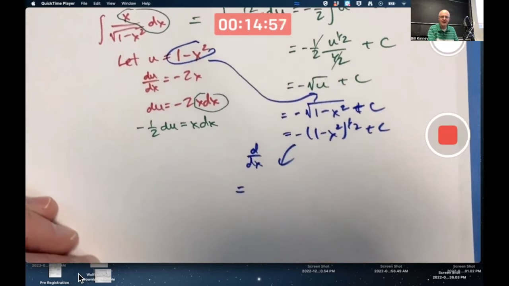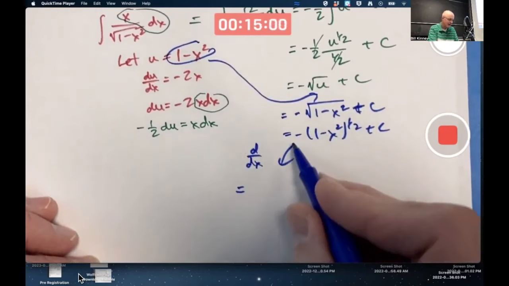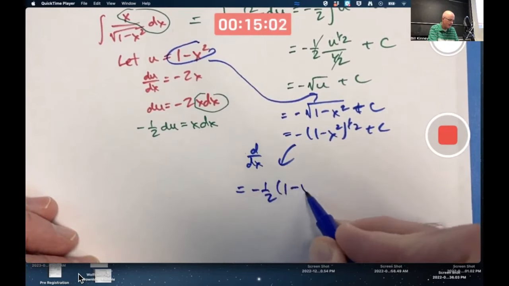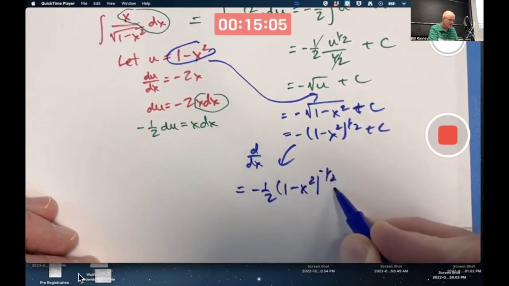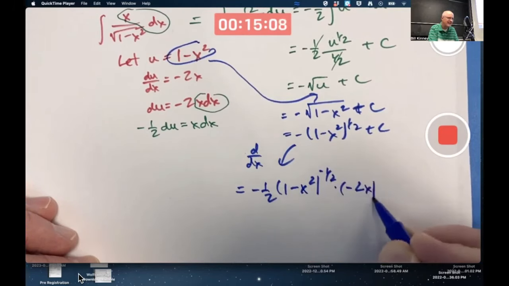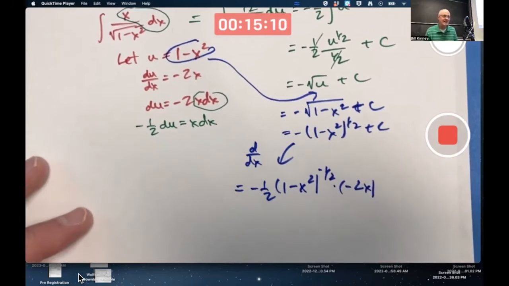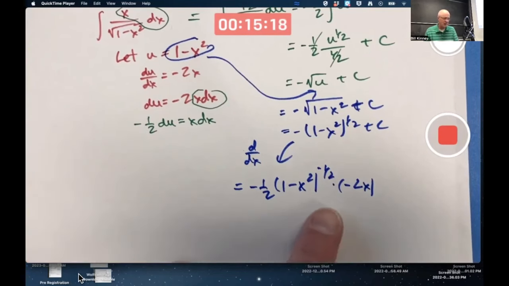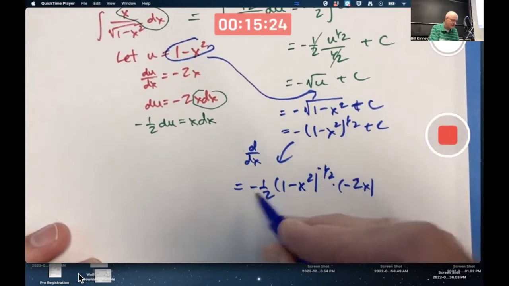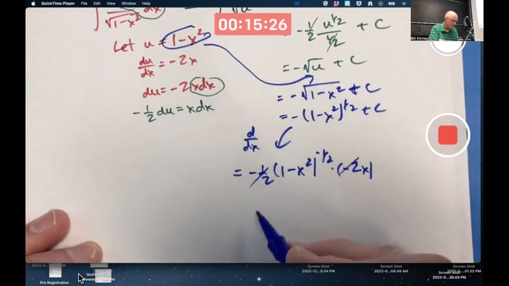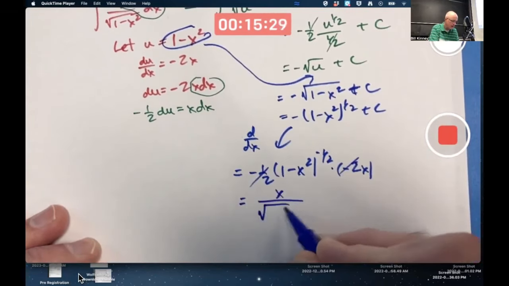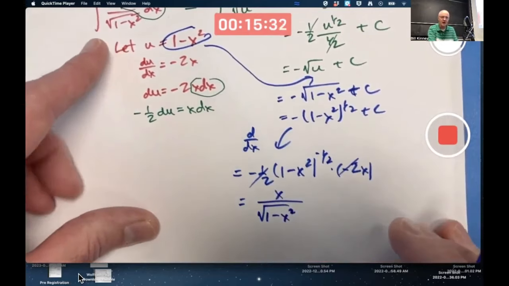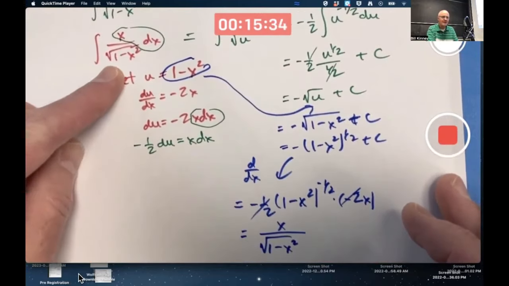Take the derivative with respect to x. Bring down that 1/2, keep the negative sign here. Oh, I'm using the chain rule, so I need an extra factor of negative 2x, right? I went fast there. That's the fastest I've ever done the chain rule before you. That is what I used. You should be practicing enough that you are now at the point where you say, yeah, I see what you did there. The negative signs cancel, the 2's cancel. This simplifies to x over square root of 1 minus x squared, the original function I was trying to integrate.